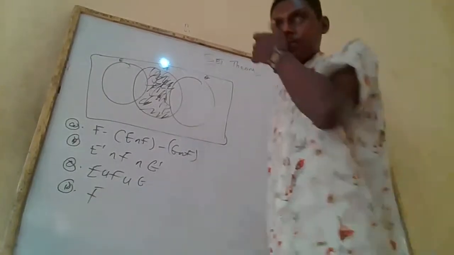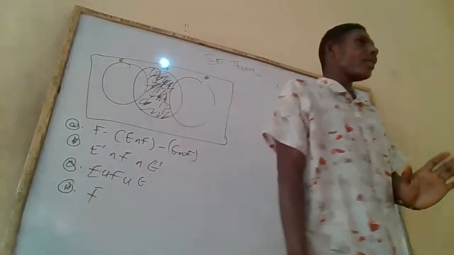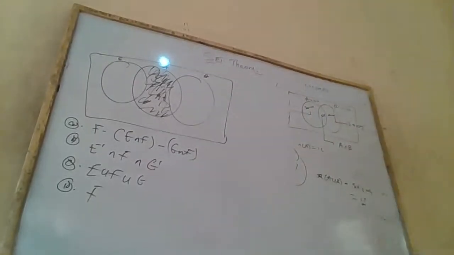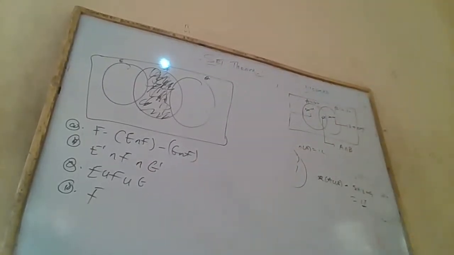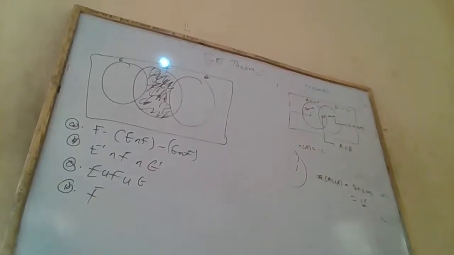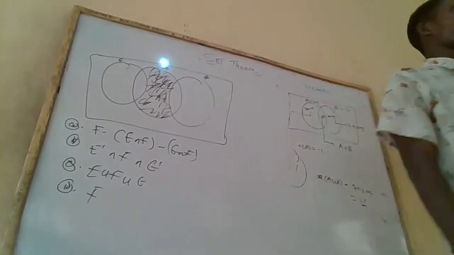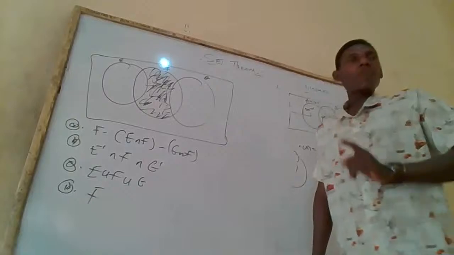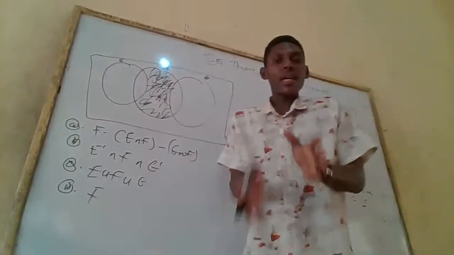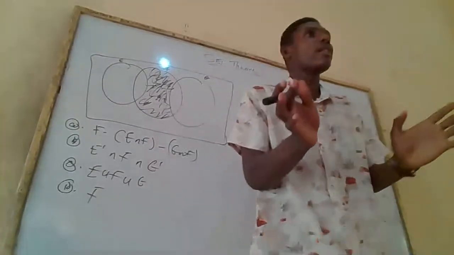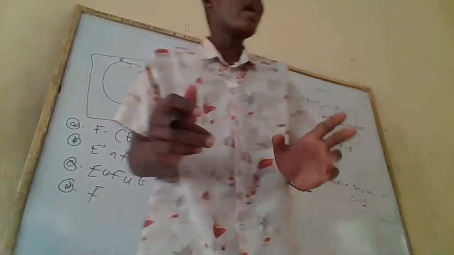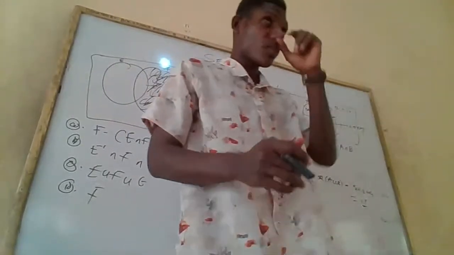Now, what will you do? Let's be very careful. You need to be smart. Anytime you hear a set in a Venn diagram, what does a set mean? A set simply means a circle. Are you with me now?